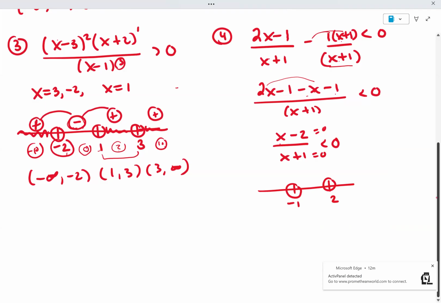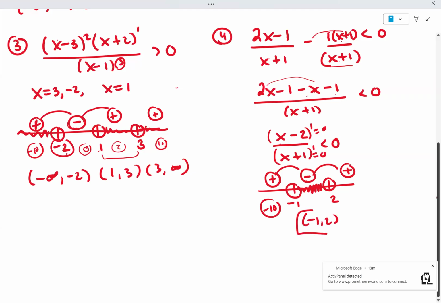So as a test point, I'll pick negative 10. And negative 10 minus 2 is a negative 12. Negative 10 plus 1 is a negative 9. So a negative over a negative is a positive. Because these powers are odd, it will alternate positive, negative, positive. Where am I less than 0 is where the number line is negative, because that means graphically the graph is below the x-axis. And my answer is from negative 1 to 2.